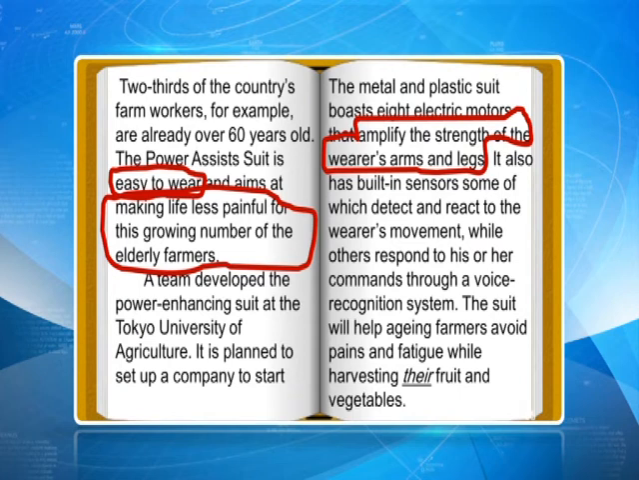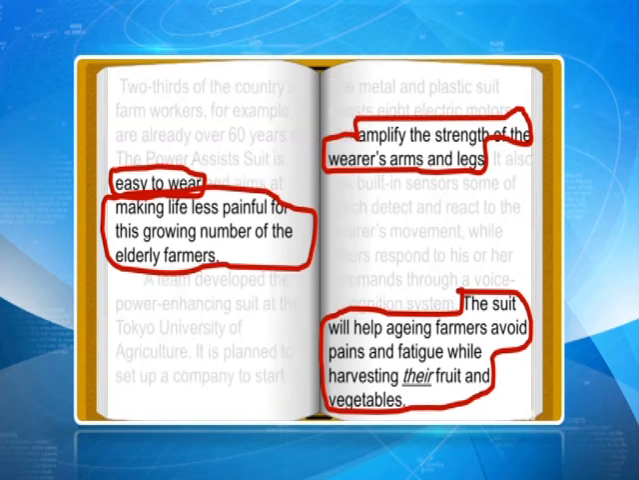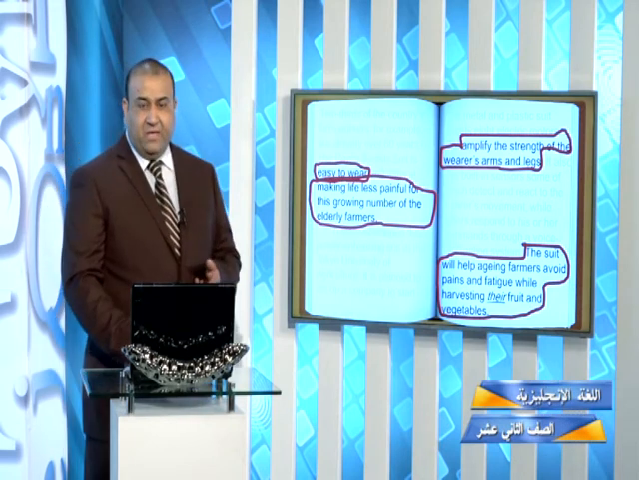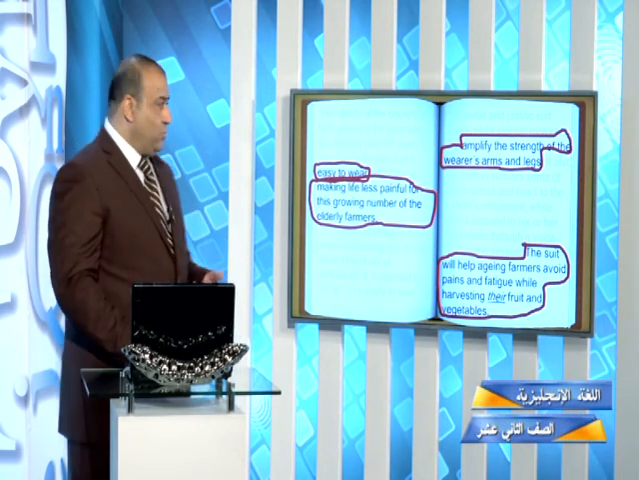It also has built-in sensors, some of which detect and react to the wearer's movement, while others respond to his or her commands through a voice recognition system. Now we have another, or the 4th advantage, which is the following. The suit will help aging farmers avoid pains and fatigue while harvesting their fruit and vegetables. What you have to do now, you have to focus on these pieces of information and try to, for example, give them headlines, or titles.